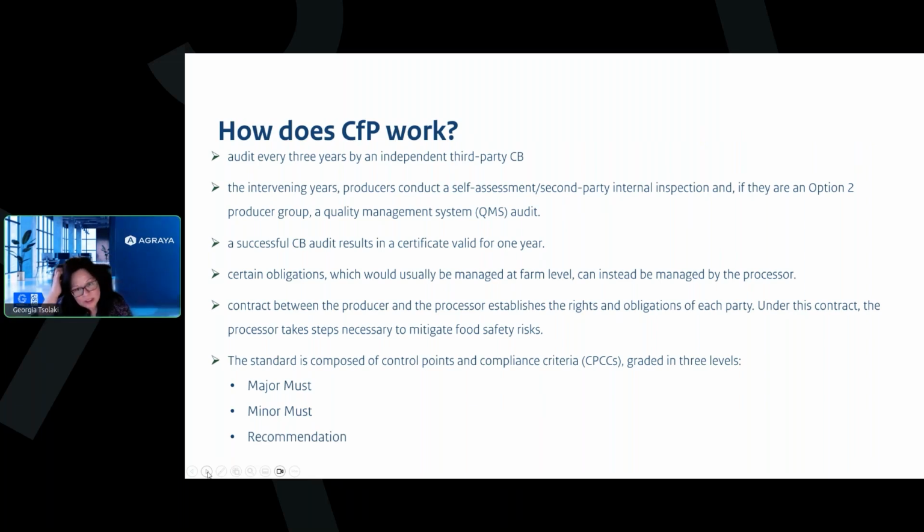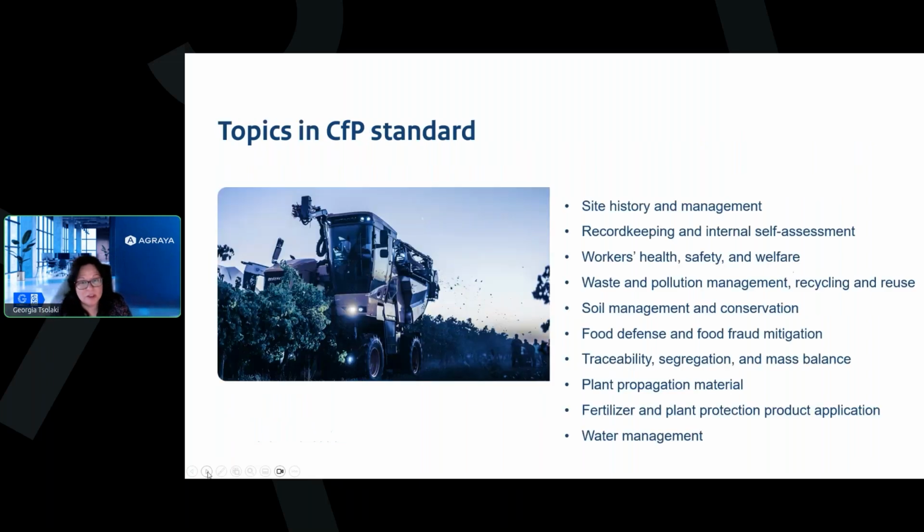Can you please proceed to the next slide so that we show what are the topics that we have in CFP? We also have similar topics here, as you can understand, with IFA, like the site history and the management, like the record keeping that is mandatory, and the internal check, the self-assessment, as we say. You see here that we have workers' health and safety topics that we manage, and we include requirements, soil management, water management, waste management, traceability, segregation, mass balance, fertilizer and plant protection product application.